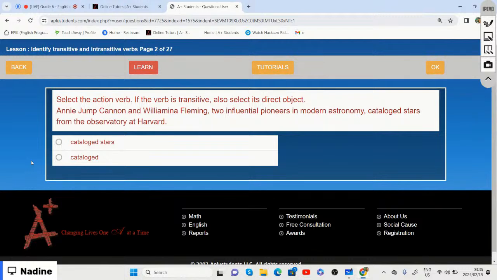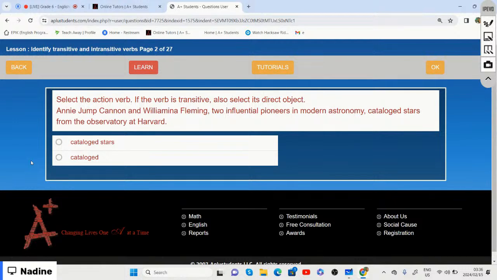So here it is. Annie Cannon and Wilhelmina Fleming, two influential pioneers in modern astronomy, cataloged stars from the observatory at Harvard. So now we need to ask ourselves what or whom did they catalog? Which means that they cataloged stars.